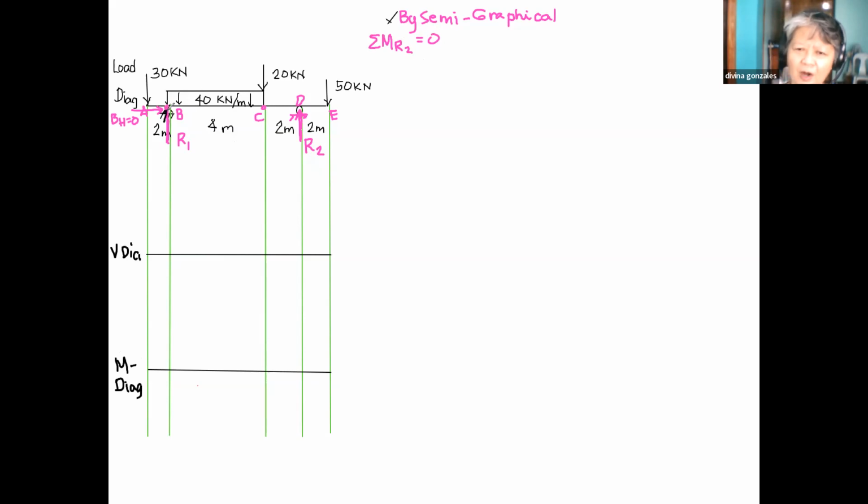So this is our R1. Okay, if I want to solve for R1, I will sum up moment about R2 or at D. So what rotates clockwise? We have R1 rotating clockwise. And the perpendicular distance is 4 plus 2, we have 6. Okay, that rotates clockwise. Meron pa bang clockwise?